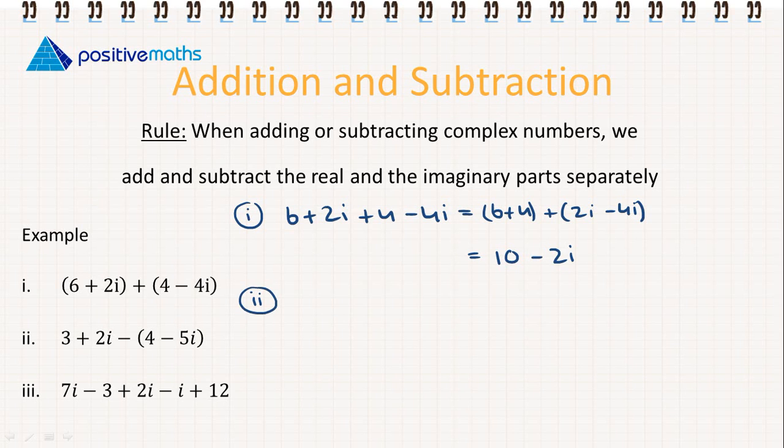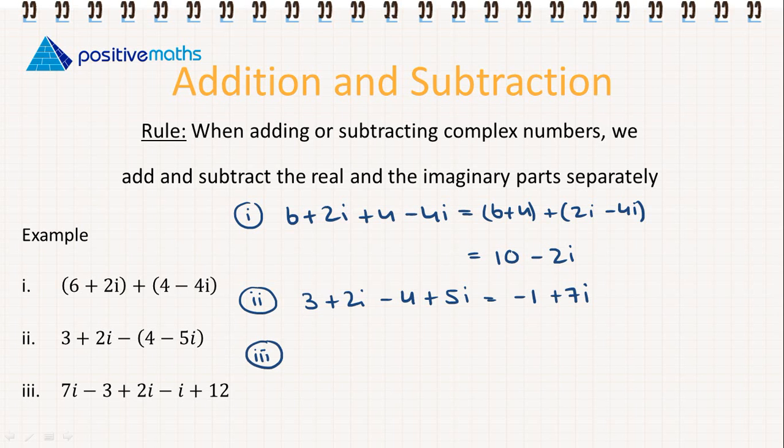Let's look at the second example. We have 3 plus 2i minus 4 plus 5i, when we get rid of our brackets. So 3 minus 4 is going to give us minus 1. 2i plus 5i is going to give us 7i.